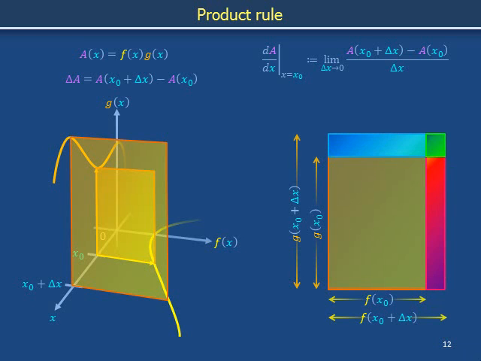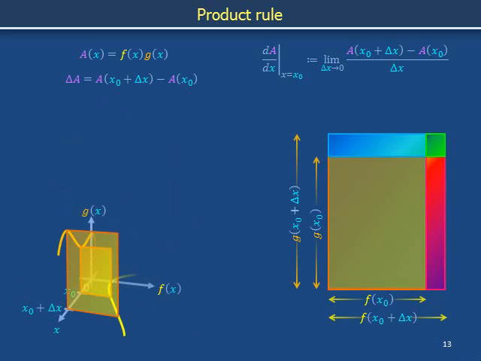The light blue and magenta rectangles shrink on their vertical or horizontal edges only, while the green rectangle shrinks in both the vertical and horizontal direction. As delta x becomes small, the green rectangle could be said, in vernacular English, to be doubly small, and thus it is negligible while evaluating delta A.